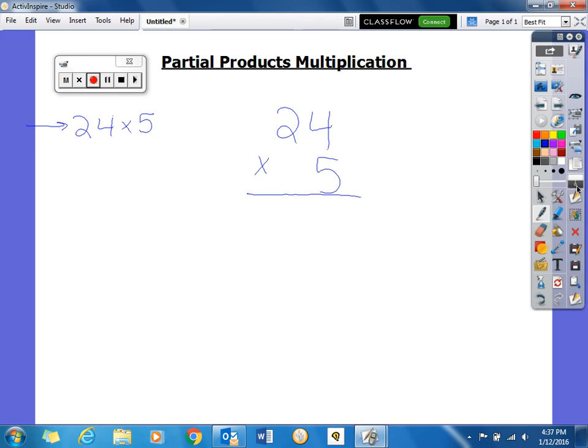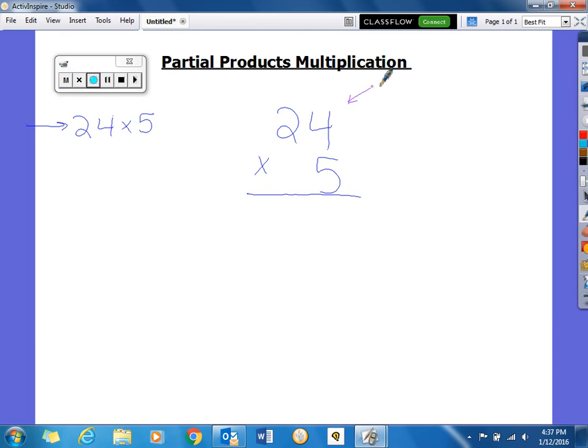Now, we see that in the ones place we have a 4, whose value is 4 because he's in the ones place. In the tens place, we have a 2, whose value is 20 when he is in the tens place. Now, to solve our partial products multiplication, we're going to start with 5 times 4. Now, we've learned that 5 times 4 equals 20.